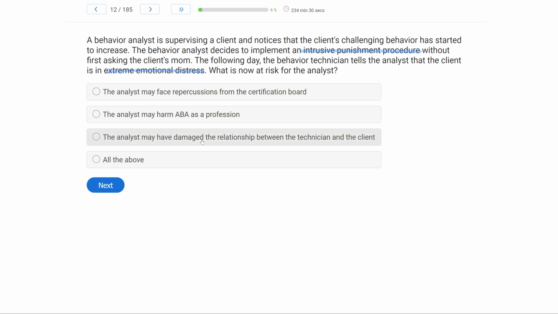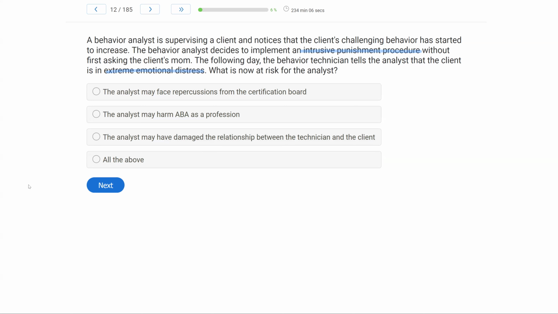And C, the analyst may have damaged the relationship between the technician and the client. You always want to think about this aspect. Your technician, who is directly implementing your plan, is there all the time. It's very important that the technician and the client have a good relationship. If you're using a lot of punishment and it's hurting that relationship, you're probably hurting the client in the process.